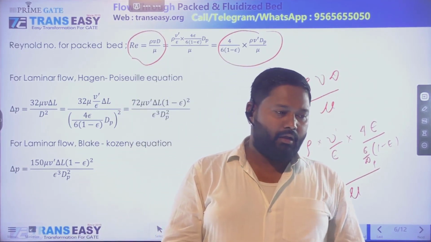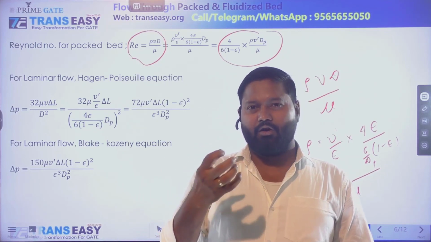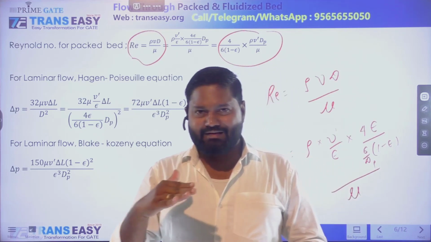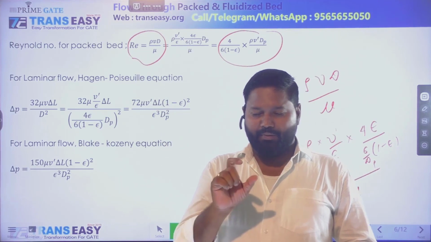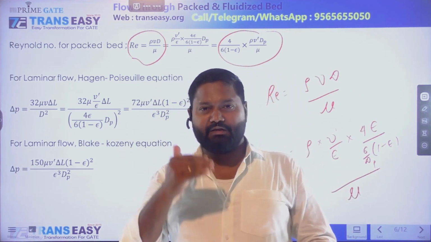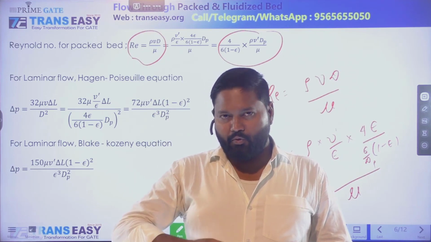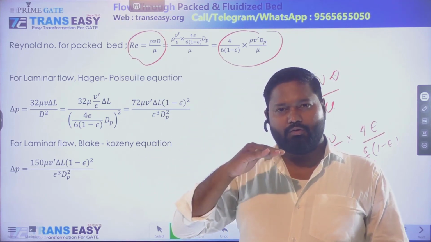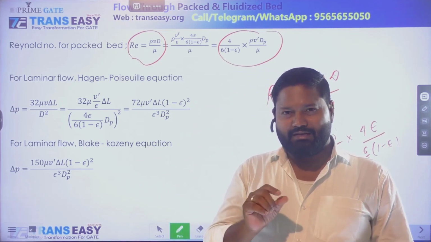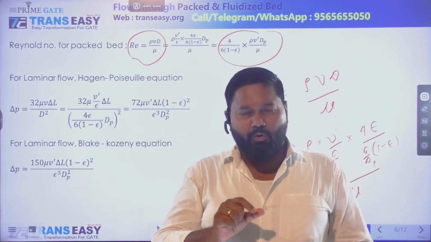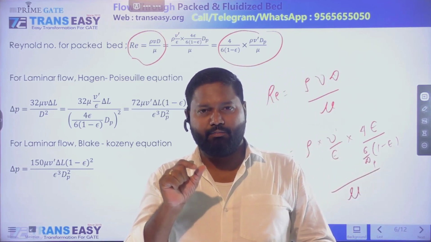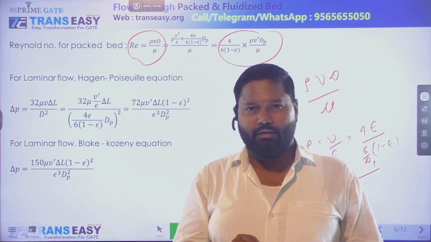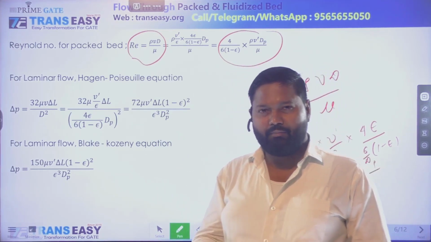Because flow is taking place over the surface of the particles in the packed bed, drag is acting on solid particles, and due to this drag, pressure drop is taking place of this flowing fluid. So pressure drop is pressure at bottom minus pressure at the top. Fluid is flowing through the packed bed from bottom to top, right? So at bottom pressure is high and at top pressure is low. So pressure at the bottom minus pressure at the top is the pressure drop of the flowing fluid. If flow is laminar through the packed bed, the Hazen-Poiseuille formula is utilized in order to calculate the pressure drop of the flowing fluid: 32 mu V L upon D squared, right?